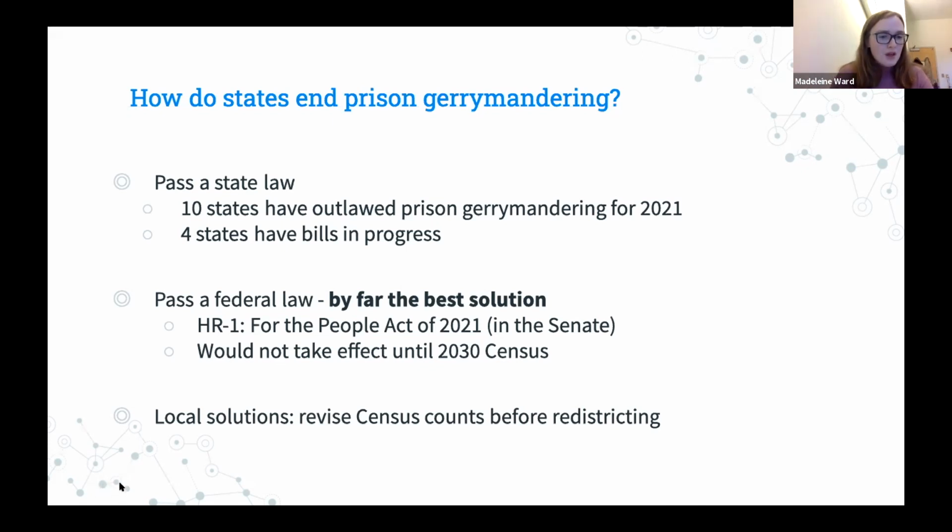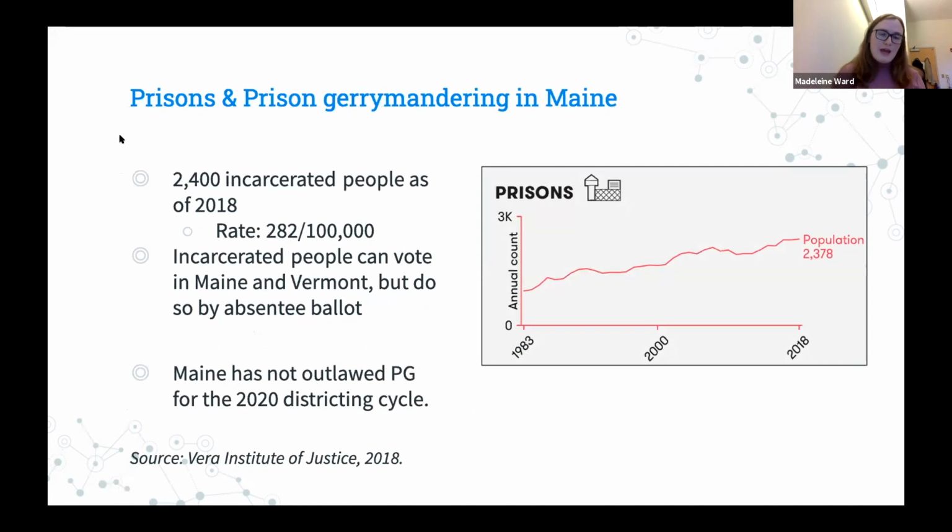Okay, so to briefly look at Maine, it is not one of the states with laws outlawing prison gerrymandering. It has a relatively small prison population and prison rate. This is below the national average. And in Maine, Vermont, DC, and Puerto Rico, incarcerated people can vote, but have to do so by absentee ballot. So in this case, in Maine, people who are incarcerated are able to vote in their home district or their home precinct, but they're not counted towards any political power that that precinct has in actual elections. So yeah, like I said, Maine has not outlawed prison gerrymandering for 2020 census redistricting.